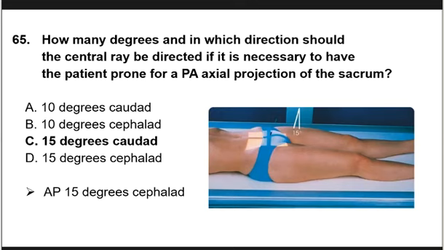So look carefully at the question, you have to analyze it, because the question is simple but sometimes the examinees' answers are wrong. So I repeat, for the demonstration of the sacrum in PA axial projection, the central ray should be 15 degrees caudal. For the AP axial demonstration of the sacrum, the central ray is 15 degrees cephalad. For the lateral projection of the sacrum, the central ray is just perpendicular, or vertically directed. So that is number 65.